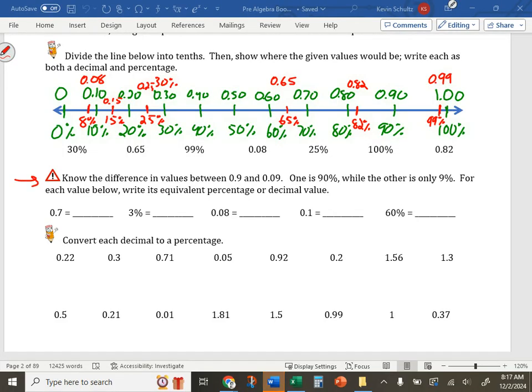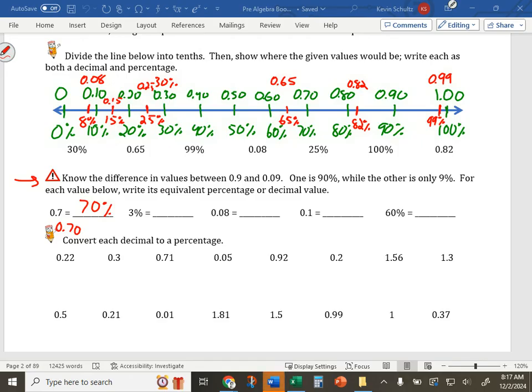Something like 0.7. It might be very, very tempting to write this as 7%, but is 0.7 equal to 7%? No. What's it equal to? 70%. 70%, right? 0.7 is the same thing as 0.70. Okay? And you need those two digits after the decimal, and so it would be 70%.